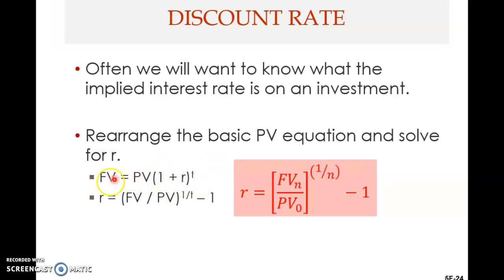So what you do, you bring this over to the side, future value divided by present value. Then you raise both sides to the power of 1 over t, because you want to bring this to the power of 1. Therefore, you raise both sides of the equation to the power of 1 over t. It is the inverse of t, or the reciprocal of t. So you get future value divided by present value, all this raised to the power of 1 over t, the reciprocal of t. Then you minus 1, because here it is 1 plus r. So you minus 1 from both sides of the equation. So you get r here, and you get minus 1 here. So this is the formula.